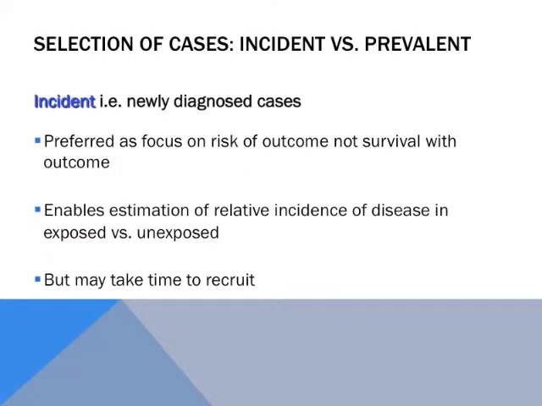Ideally, case control studies only include incident or new cases of the disease. This is because the association between exposure and outcome is not influenced by living with the disease. Incident cases also enable estimation of the relative incidence of disease, but it might take time to recruit an adequate study sample, as the investigators must wait for the disease to occur.